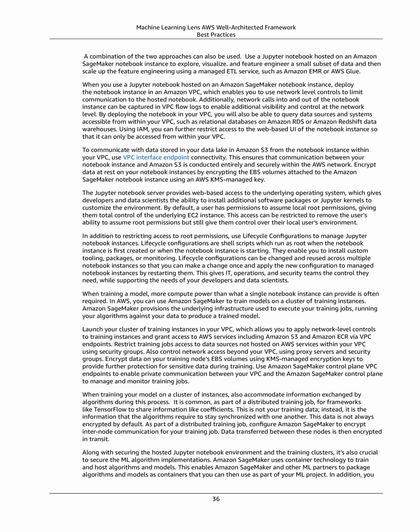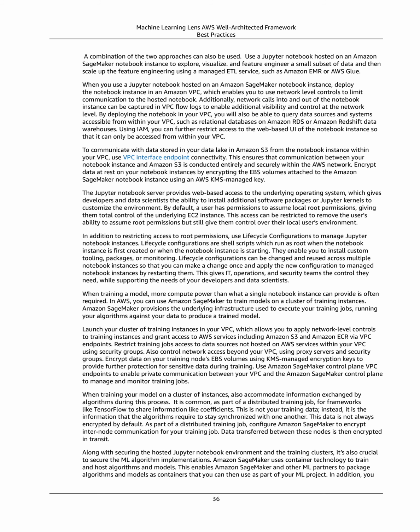When training a model, more compute power than what a single notebook instance can provide is often required. In AWS, you can use Amazon SageMaker to train models on a cluster of training instances. Amazon SageMaker provisions the underlying infrastructure used to execute your training jobs, running your algorithms against your data to produce a trained model. Launch your cluster of training instances in your VPC, which allows you to apply network-level controls to training instances and grant access to AWS services including Amazon S3 and Amazon ECR via VPC endpoints.